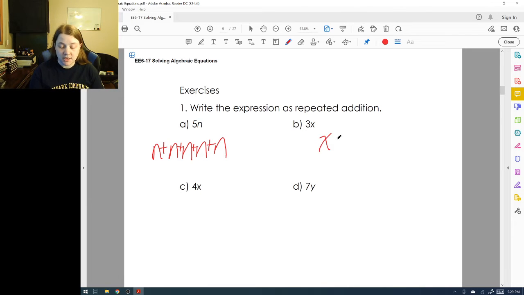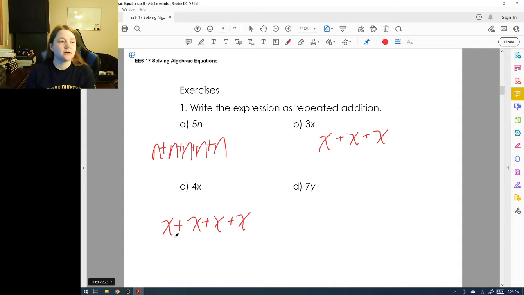3x will be x plus x plus x. 4x will be the same thing as letter B, but with 1 more x. You'll have 4 x's in there. And letter D, 7y, we talked about that at the very beginning.